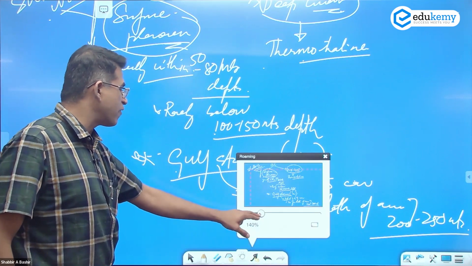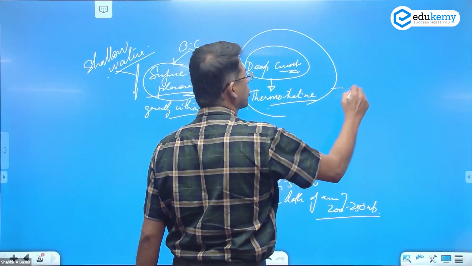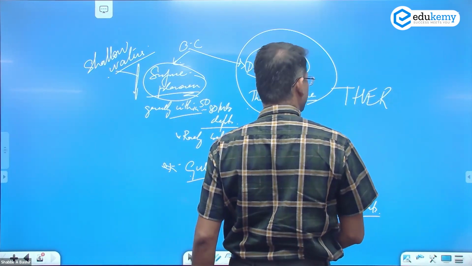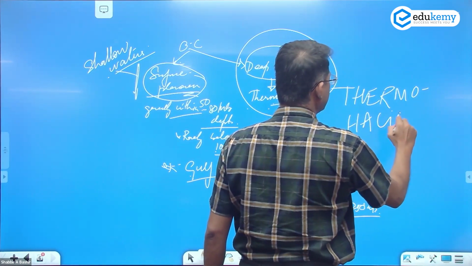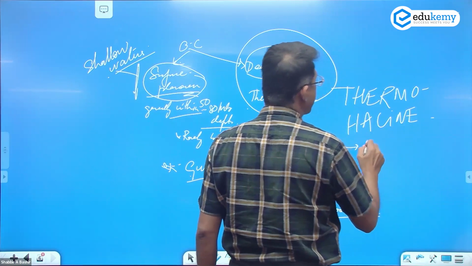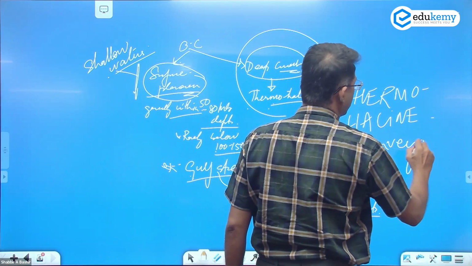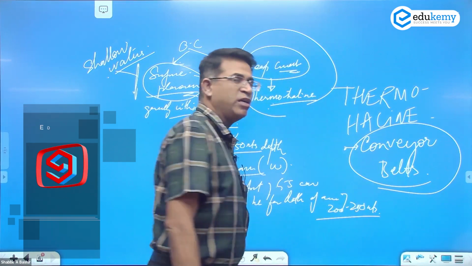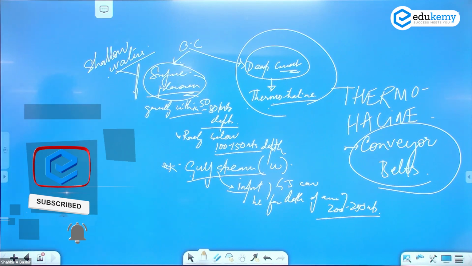इसको बोलते हैं surface currents. And the other type we said are the deep currents. They are also called thermohaline currents. In some books, they might write this as ocean conveyor belts. They are also called ocean conveyor belts also. ठीक है?